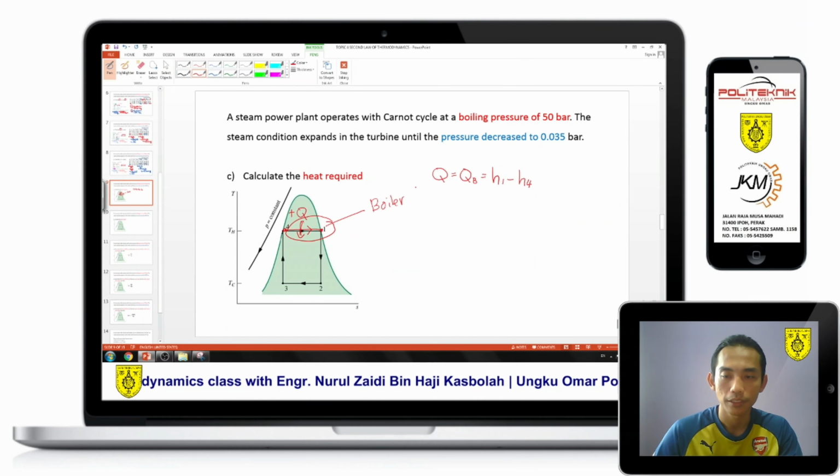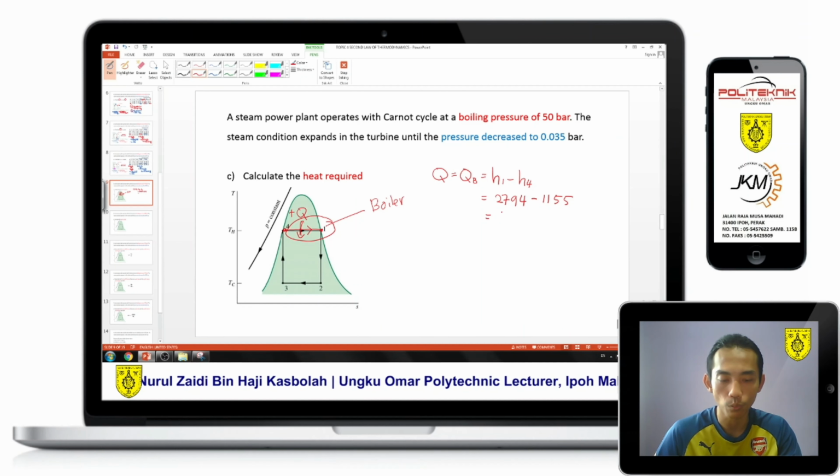H1 equals 2794 minus H4, which is 1155. We will get 1639 kilojoule per kg.